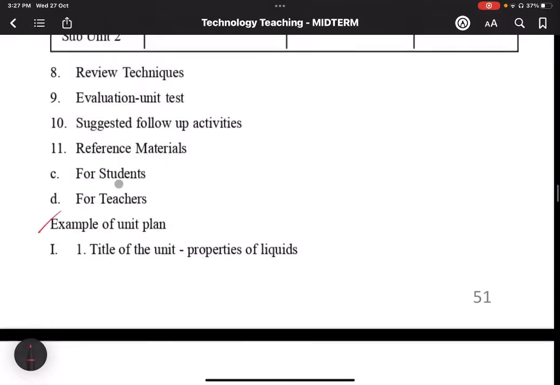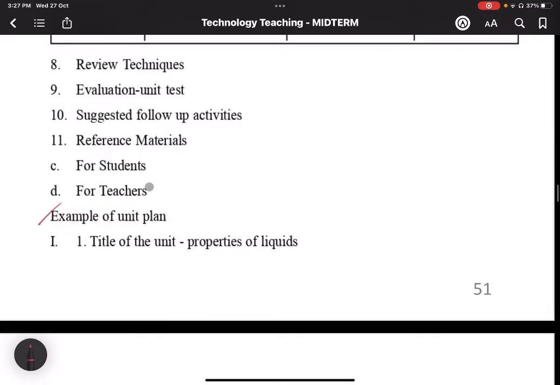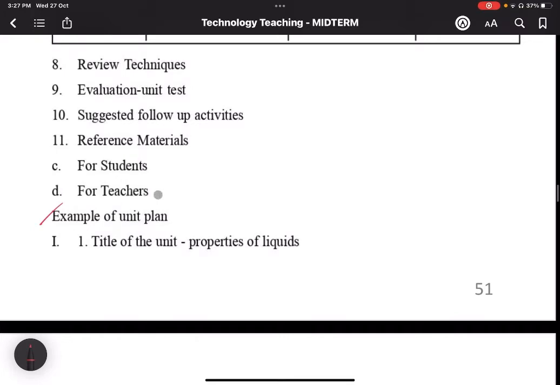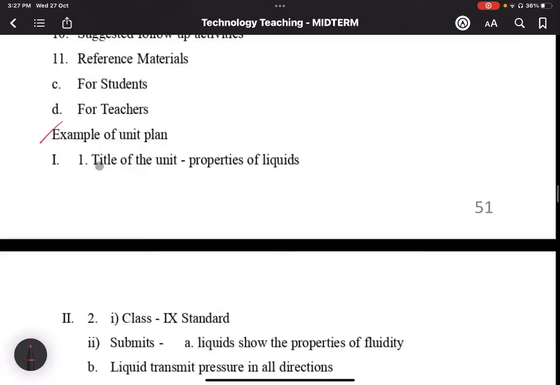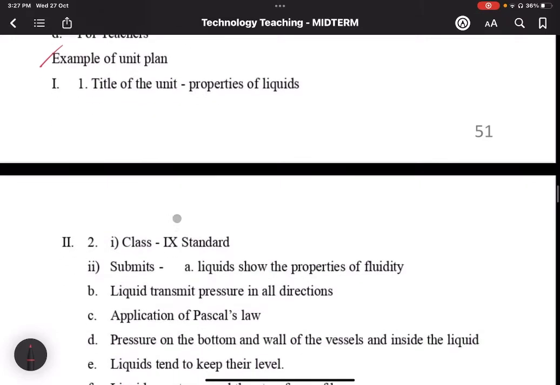And then the reference materials, no, for students, for teachers. May mga reference materials na para sa teacher lang, no? Ang example nun, yung mga modules na meron ng sagot, no? May mga answer key. Siyempre, hindi mo bibigay sa students yon, no? So, for example, we are going to discuss, no, properties of liquids. So, we have the title of the unit, properties of liquids.